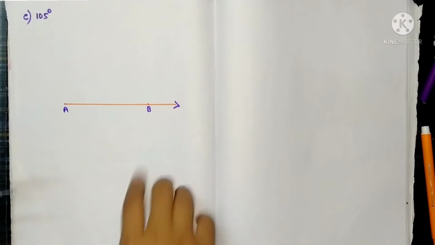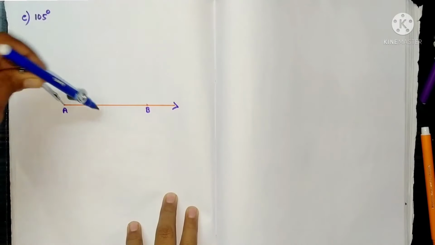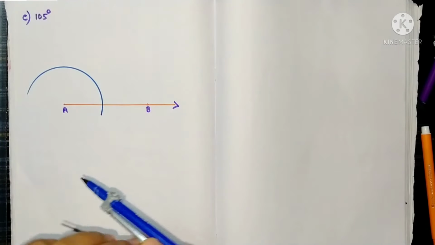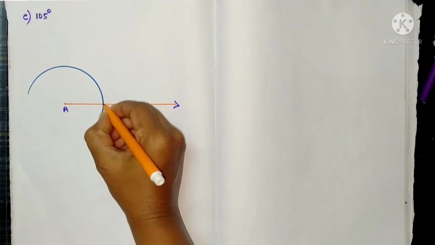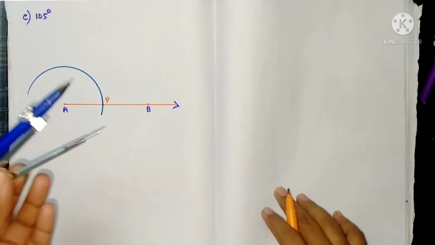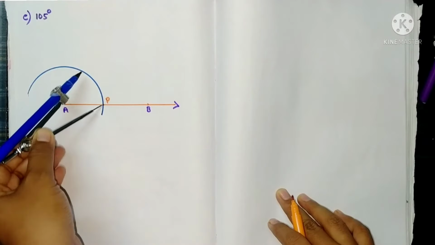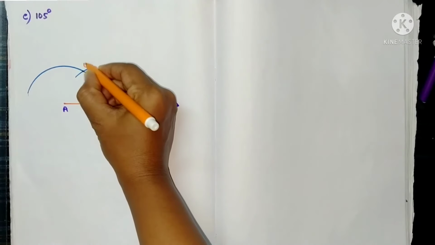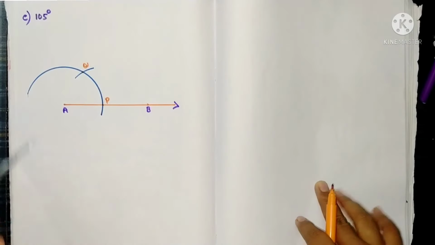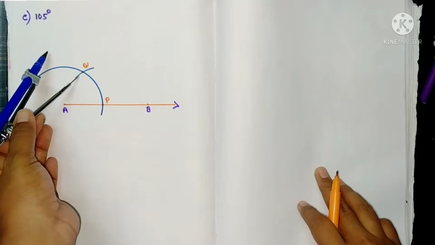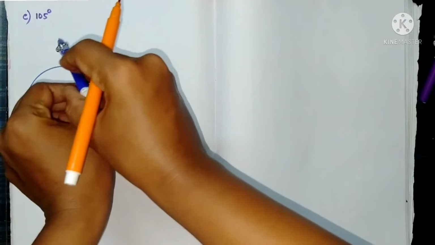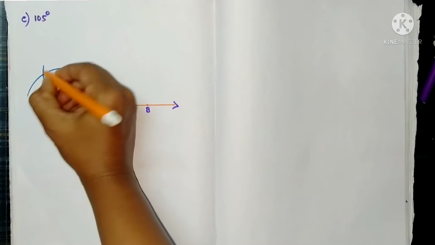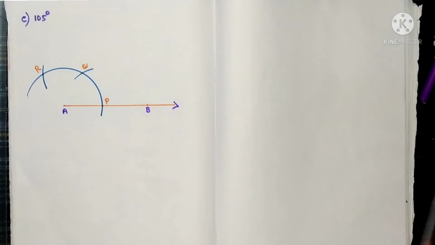So first draw a ray like this and with some radius draw an arc. Okay. So now take the intersecting point as P. With the same radius, by taking P as center, draw another arc. Take this intersecting point as Q. Now the same radius, again with Q as center, draw another arc. Take this intersecting point as R.